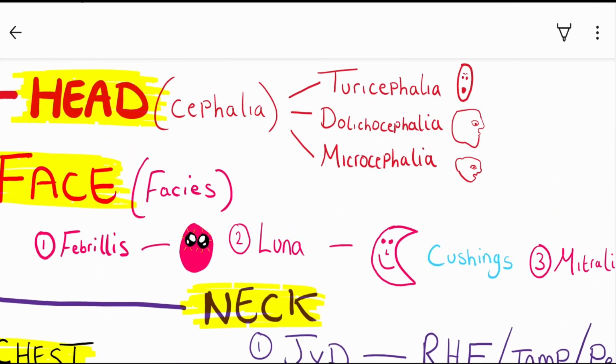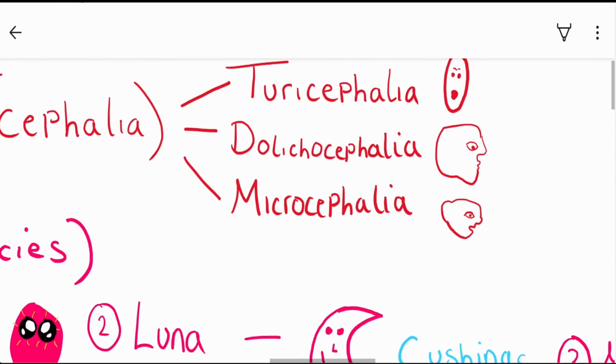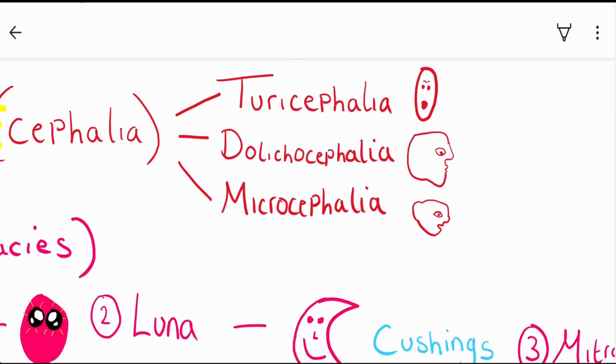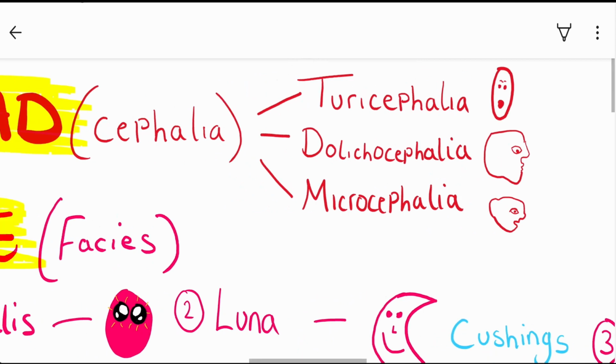Okay, so the head is termed as cephalia, and you have different types: Oxy, Dolicho, Micro. Oxy is tower head, Dolicho elongated head, Micro is micro. Then you could think of Zika virus causing such things.